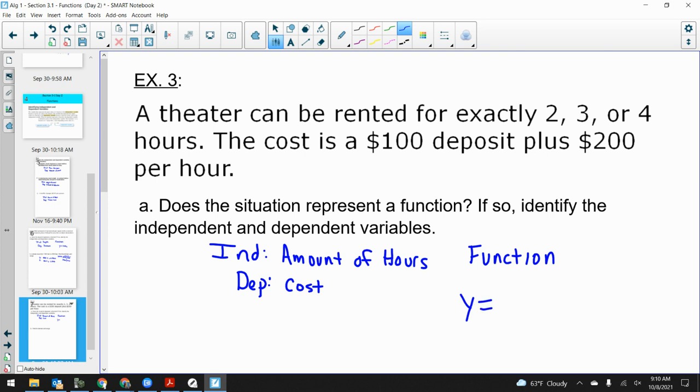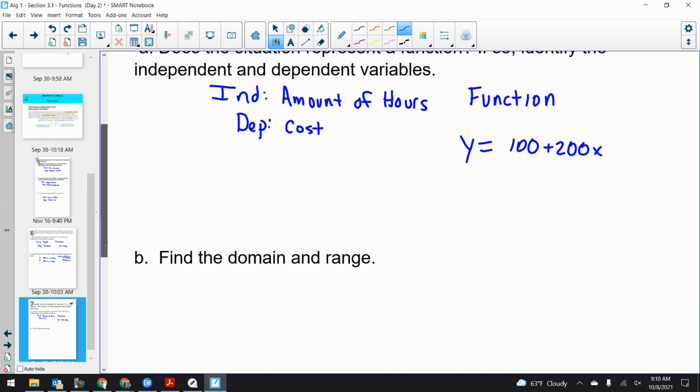So if I say it's a function, let's write the equation. It's a $100 deposit plus $200 per hour. Well, what's my equation then? So it's 100 plus 200x. Good. 100 initial fee plus 200x. Now let's use that to find the domain and range. Let's take that y is equal to 100 plus 200x and find the domain and range.